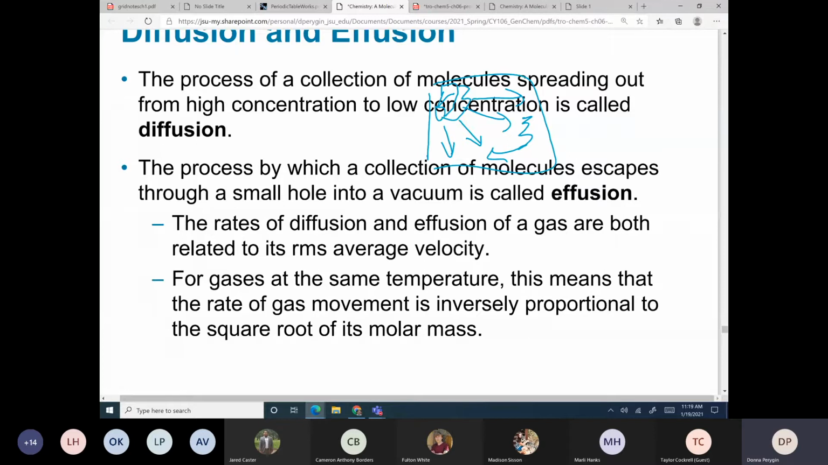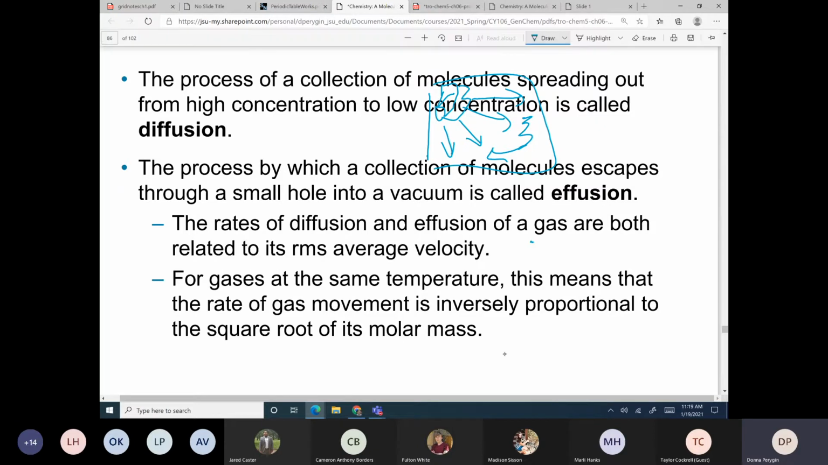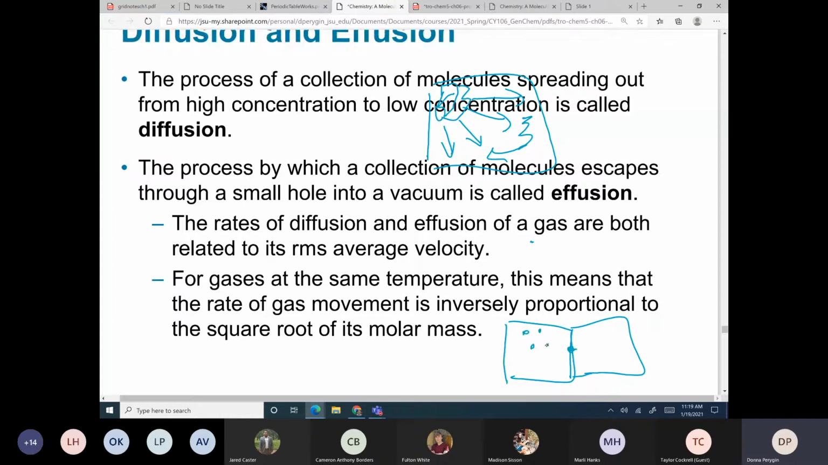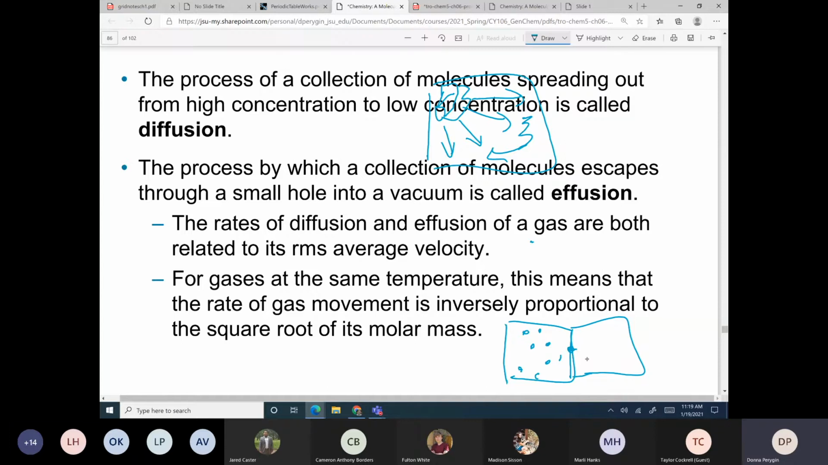Okay, so effusion says that molecules can escape through a small hole into a vacuum where the sample doesn't exist. So if you've got a chamber and one of those sides has nothing in it, and then you open a hole up and you've got your sample over here on one side, it means that you open this hole, the sample's going to start going over to the other side, okay?